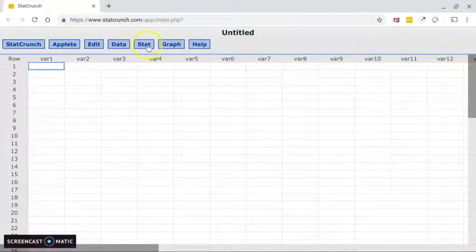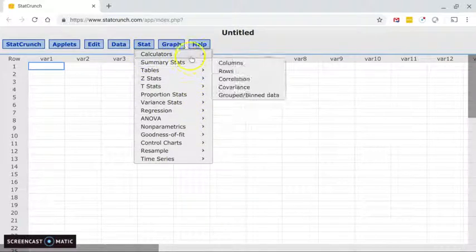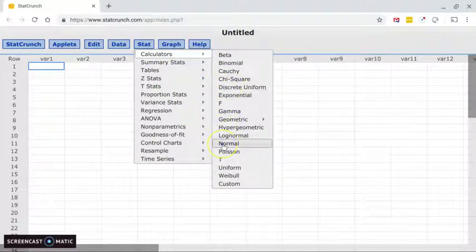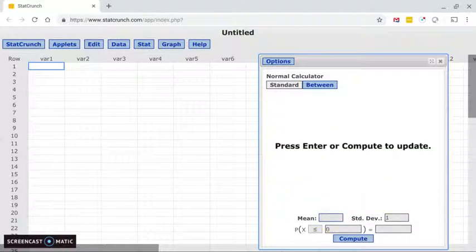So here's StatCrunch, and if you go to Stat Calculators, normal curve, you can see a normal curve here. And notice the mean is 0 and the standard deviation is 1. It always starts off with the standard normal curve, but you can change this. So let's say the mean was 3, and the standard deviation was a half. Okay.